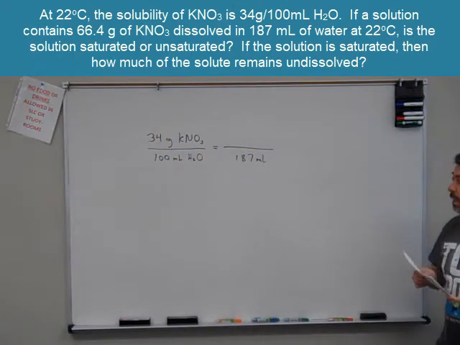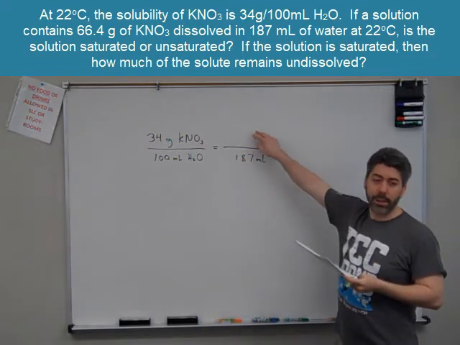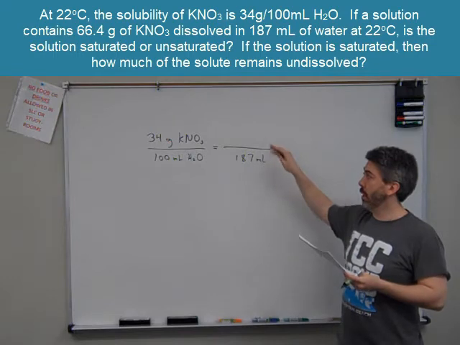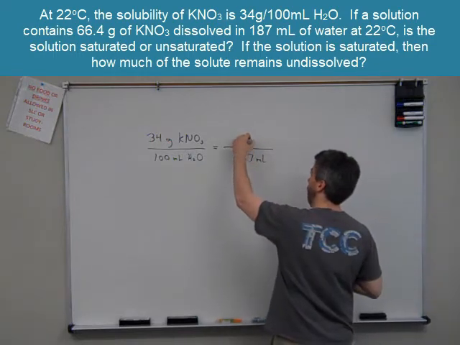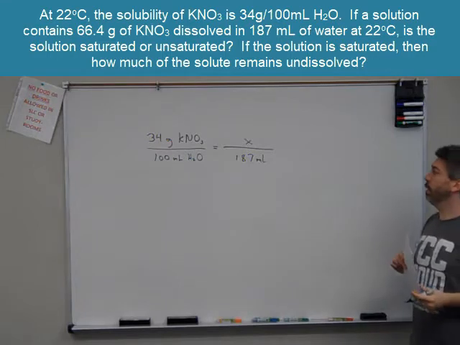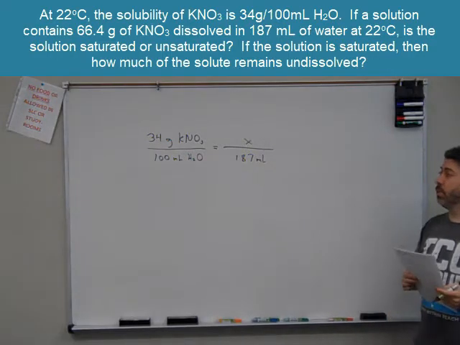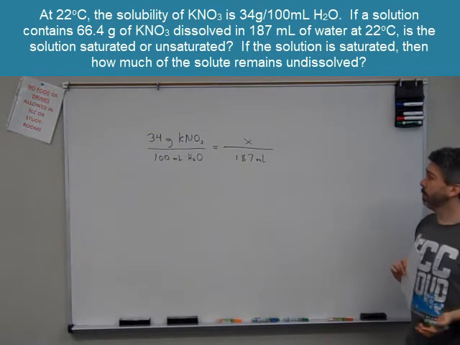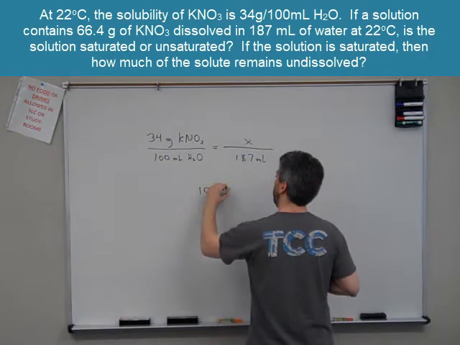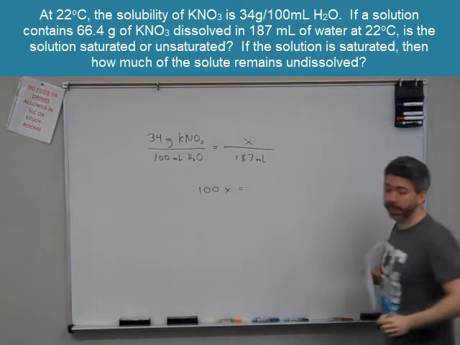Now it says you've added 66.4 grams of KNO3, but I'm not going to put the 66.4 grams up here. What I want to do is figure out how much can dissolve in 187. So I will put that as an X here, and then I can cross multiply and solve for this. So it'll be essentially 100 times X is equal to 34 times 187.